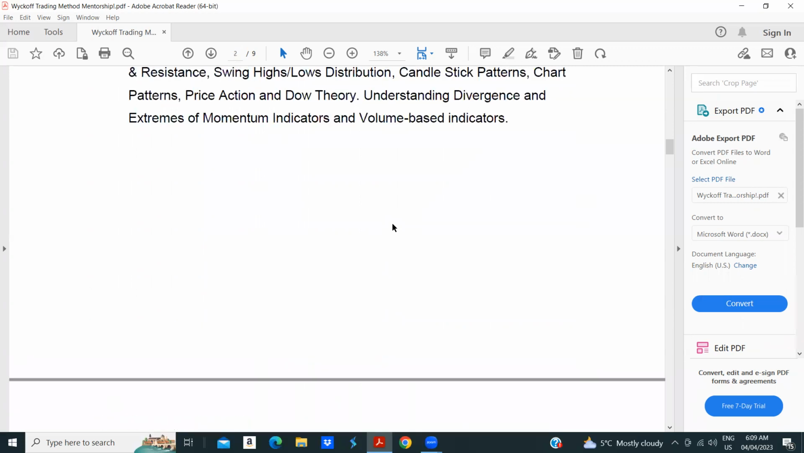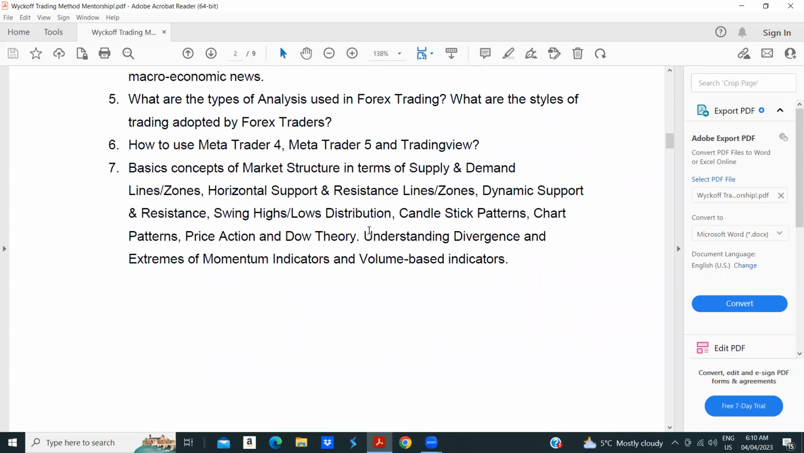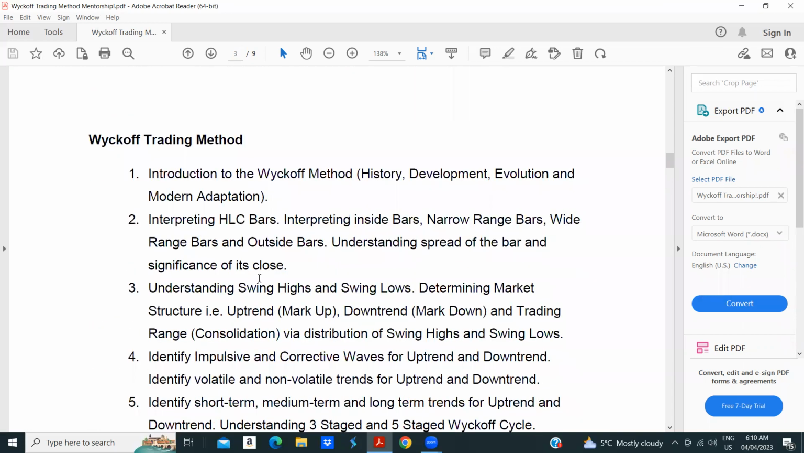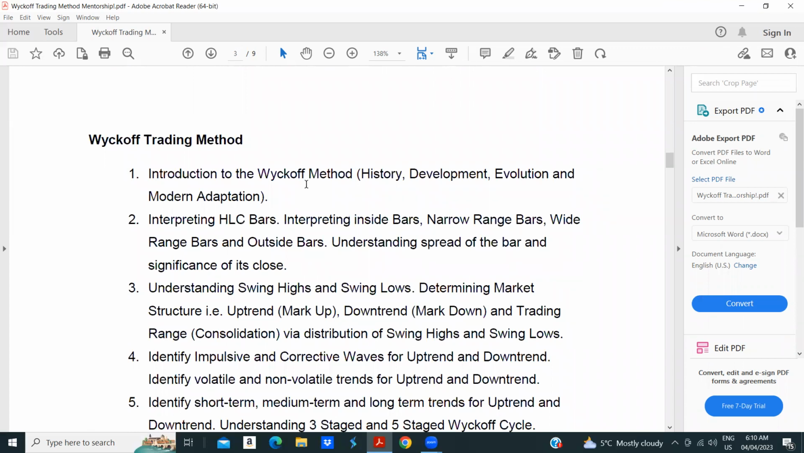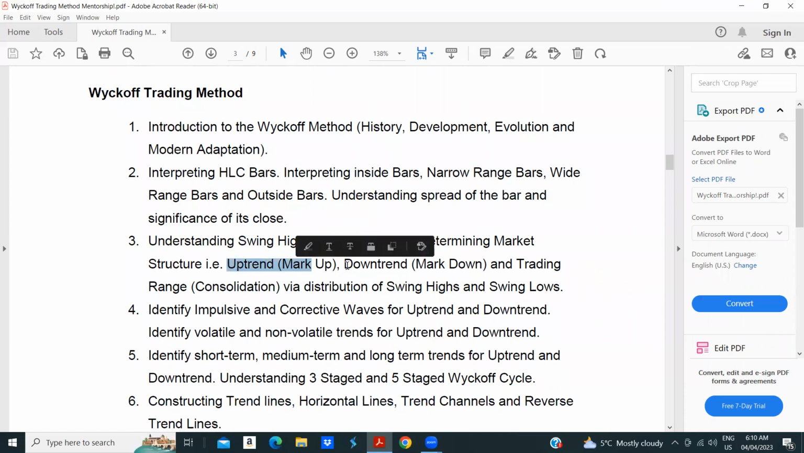As we discussed earlier, we have the swing highs and lows distribution. This will be the continuation of the previous session, which we're going to discuss later on. And then we will also determine the market structure in terms of uptrend, downtrend, and range, via the distribution of swing highs and swing lows. I will give you the basic logic of how to identify an uptrend, a downtrend, and a trading range via distributions of swing highs and swing lows.